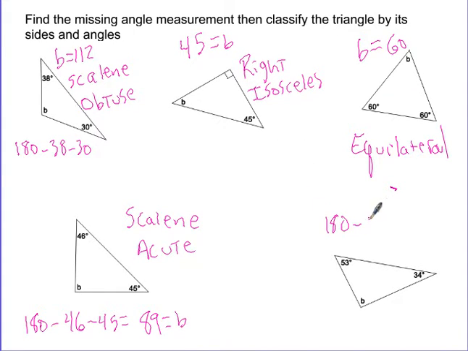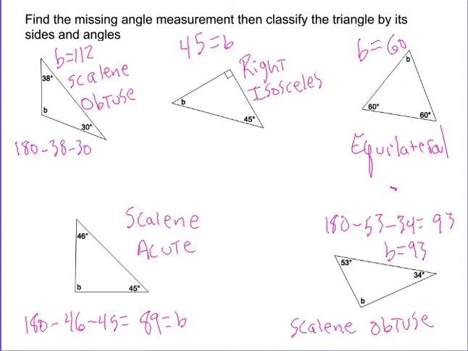180 minus 53 minus 34 is 93. So B is 93. That would be scalene obtuse. Okay. That is the majority of what you're going to be required to do today on your assignment.